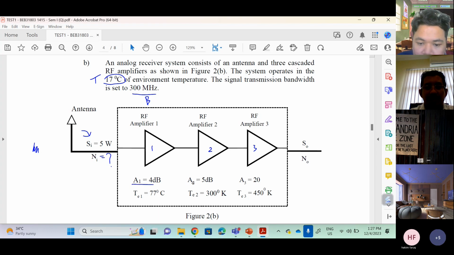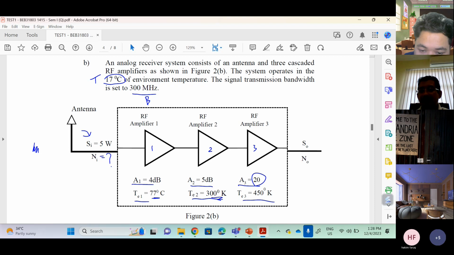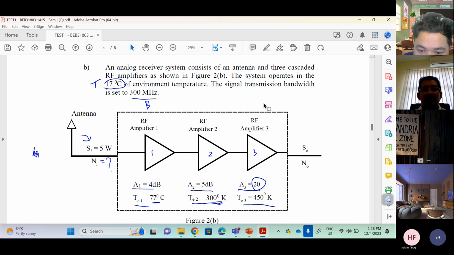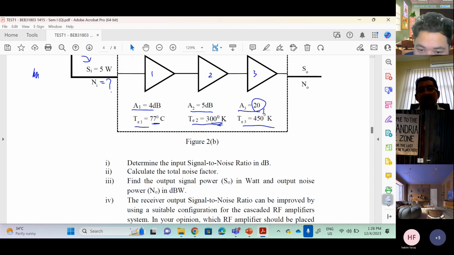Then you see parameter A: the gains A1, A2 and A3 are given. If you look at A3, it is not in dB: 20. Usually we are a bit naughty and make it a little different. Then you are given TE, the equivalent noise temperature: TE1 is 77, TE2 is 300 K. This one is in Celsius, and this one is in Kelvin. And also TE3. And then, the question asks you to find the following.